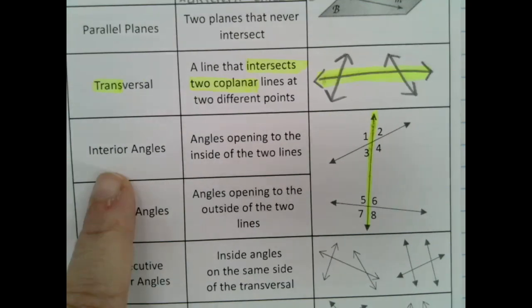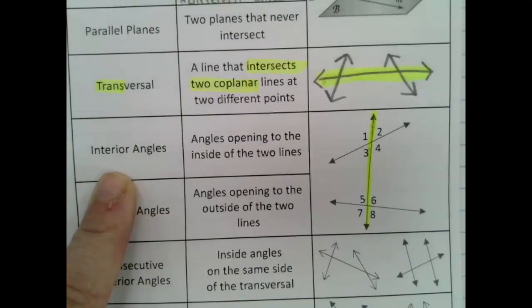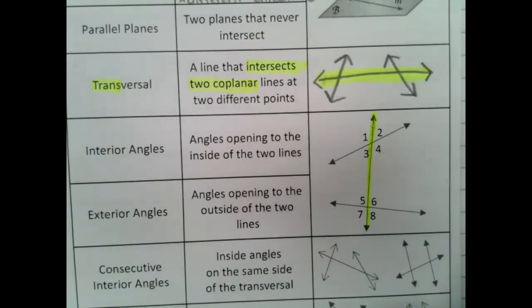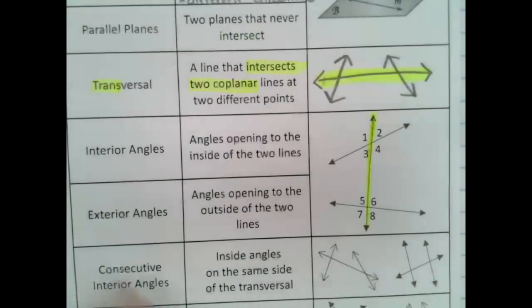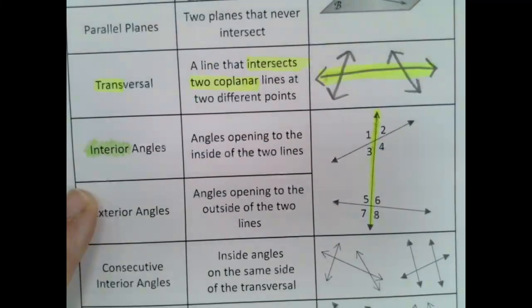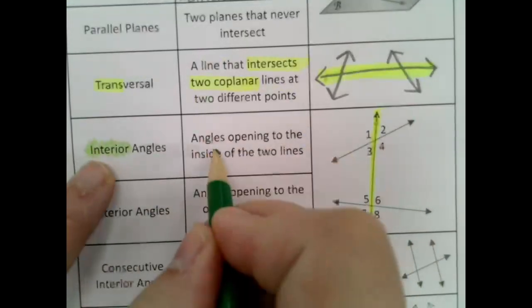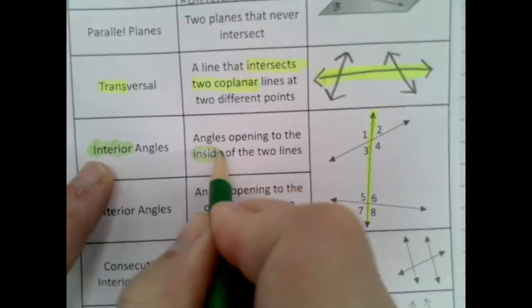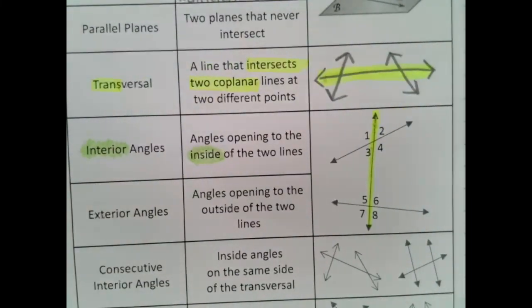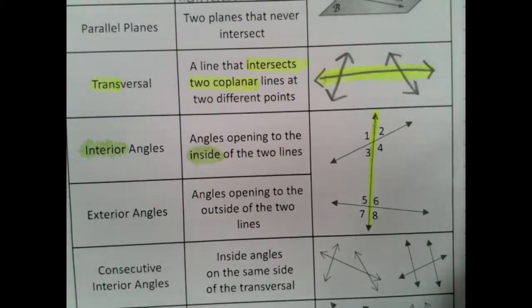All right, so we have interior angles. What does that word interior tell us? Inside. So I'm going to use green for that one. Interior. And I'm going to just also color in that word inside. So interior angles are the angles opening to the inside of the 2 lines.